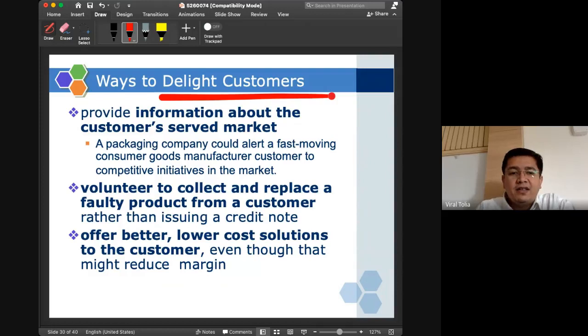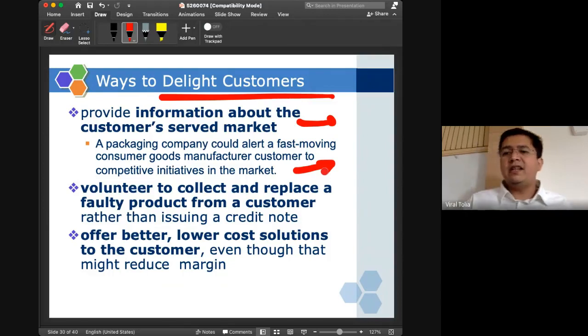Ways to delight your customers. Provide information about the customer's served market. A packaging company could alert a fast-moving consumer goods manufacturer about the real market requirement. So let's say, for example, a retail chain is very strong. They pass to the wholesaler, it goes to the manufacturer, they take up the fast call, they reintroduce the products. It can delight the customers that had complained before, and the complaint is solved within 10 days. They'll be more than happy. So if any brand can do this, eventually it is a positive thing only.